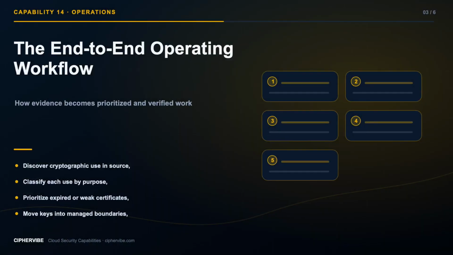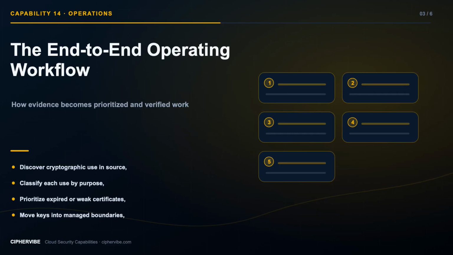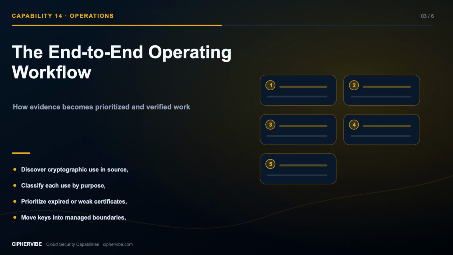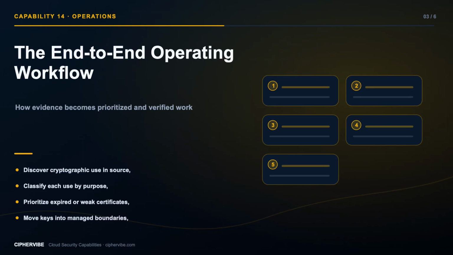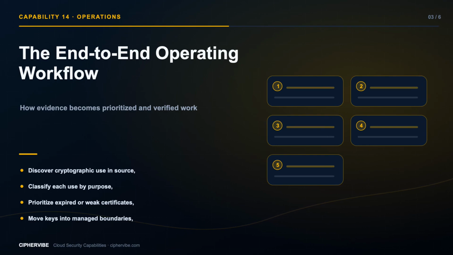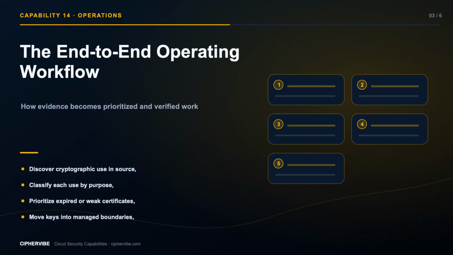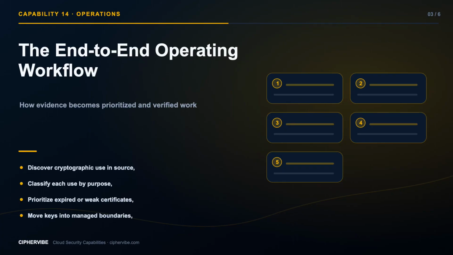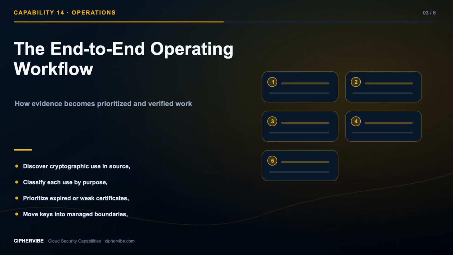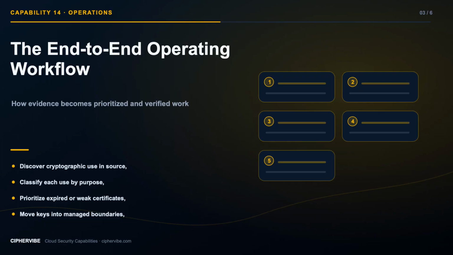A useful operating model for cryptographic security follows a repeatable evidence lifecycle. First, discover cryptographic use in source, binaries, configurations, traffic, cloud services, devices, certificates, and secrets platforms. Second, classify each use by purpose, data sensitivity, exposure, lifetime, algorithm, key custody, and compliance requirement. Third, prioritize expired or weak certificates, embedded keys, shared secrets, insecure protocols, and unowned trust relationships.